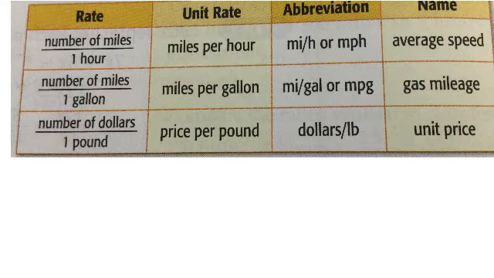Okay, so the first one here is number of miles in an hour, or miles per hour. That's one I mentioned earlier. It gives our average speed. Some other ones: number of miles you can get in a gallon. When you're talking about your fuel mileage, how good a fuel mileage your car gets, it's how many miles can it go for every gallon of gas you put in it, miles per gallon.